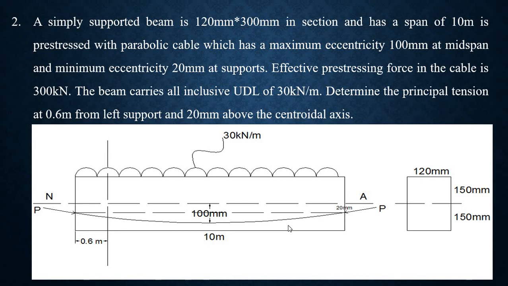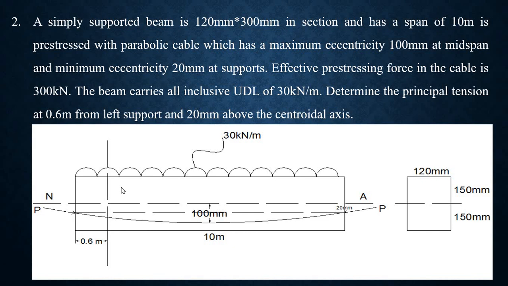In this problem, they have given a rectangular beam of cross section 120 mm by 300 mm. It is having a span of 10 meter. This beam is carrying a total load of 30 kN per meter. For this kind of a loading case, we need to calculate the principal tension in the beam at 0.6 meter from the left support and at a distance of 20 mm above the neutral axis. So for two different questions we should calculate. One is for 0.6 meter, one is 20 mm.